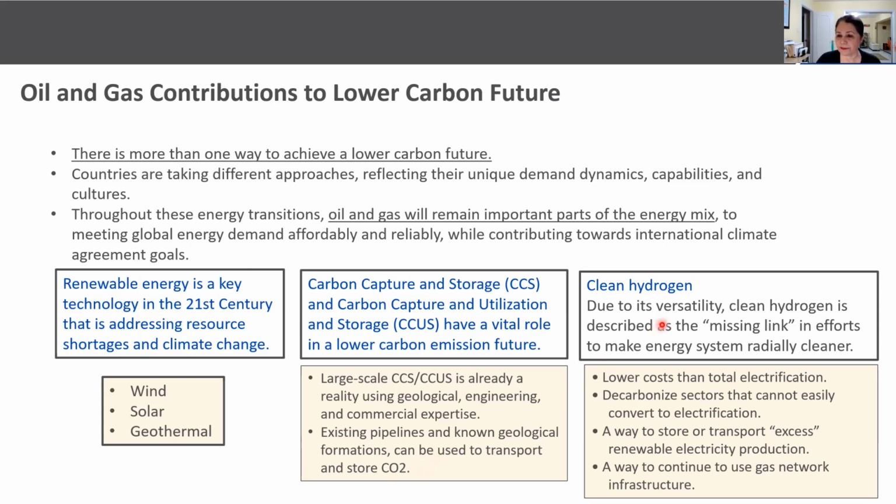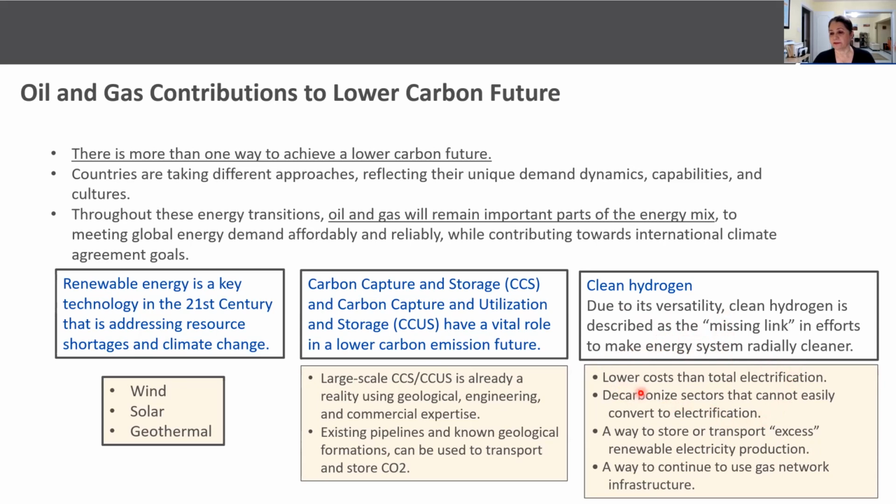Another component of net zero is clean hydrogen. It used to be called green hydrogen, but even the Department of Energy has changed that to clean hydrogen. So even if you produce hydrogen from SMR, as long as you include the CO2 storage, then it will be considered clean. And it is a very versatile, clean energy source. And many publications describe hydrogen as a missing link in the effort to make the energy system radically cleaner.